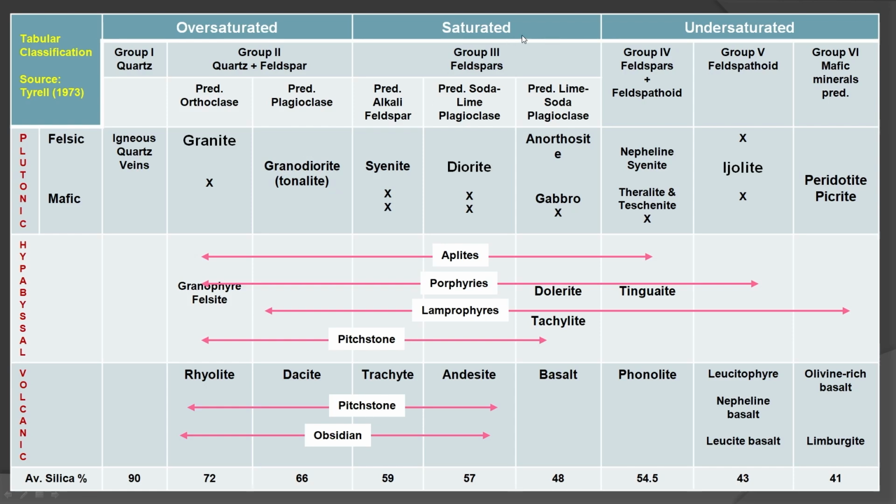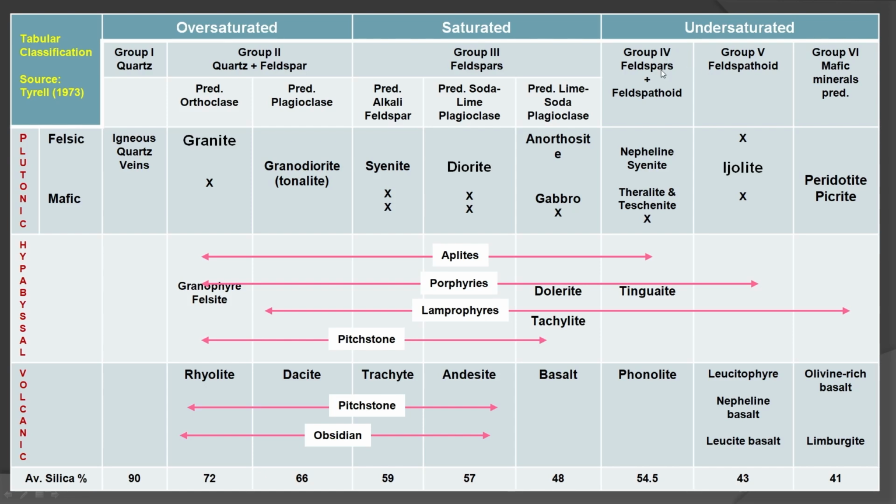Likewise, for the saturated rocks, we have feldspar present. Predominance of alkali feldspar in the rock will form a syenite. Predominance of sodium and calcic plagioclase will form a diorite. Likewise, predominance of calcium and sodium plagioclase will form an anorthosite as a felsic rock, and its mafic equivalent is the gabbro. Likewise, we also have undersaturated rocks.